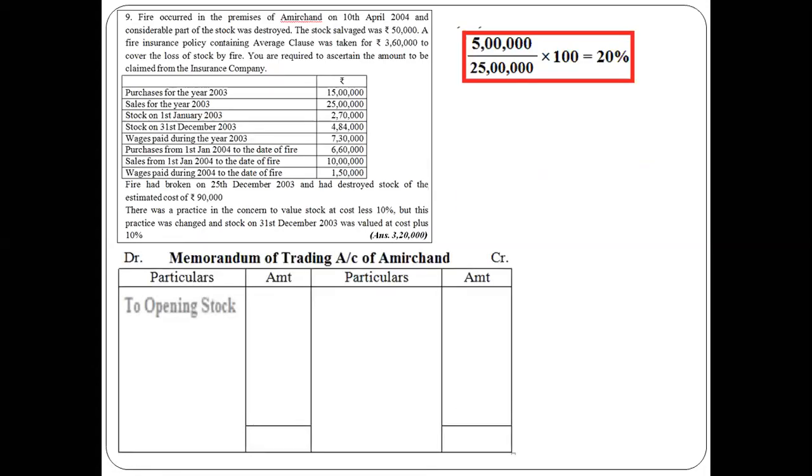So to opening stock again 4,40,000 we have taken, right, as our opening stock because it is last year's closing stock. Next, purchases information 6,60,000 is directly given, that I have posted here. Then to wages, information is already given in the question, 1,50,000, that I have posted here. By sales is also given in the question, that is 10 lakhs, posted here.